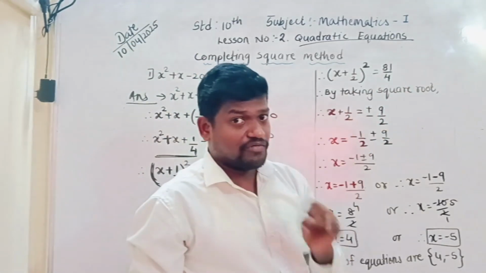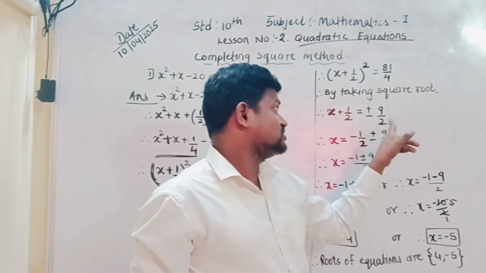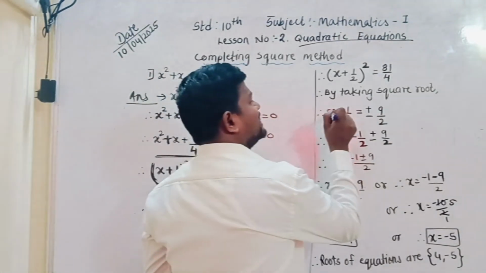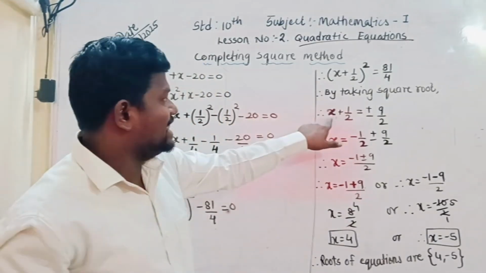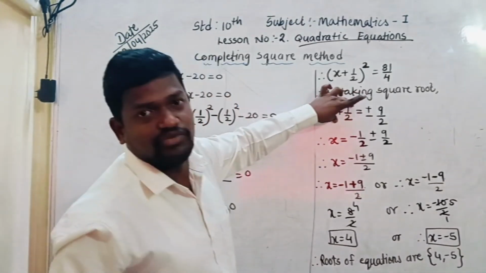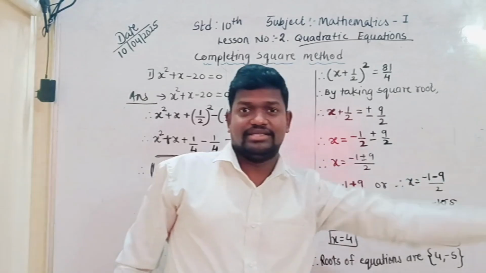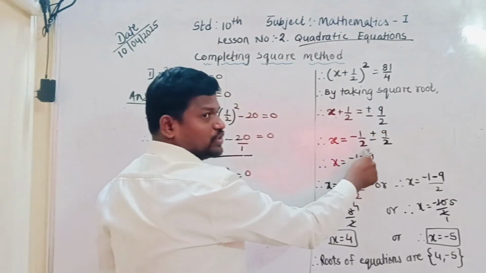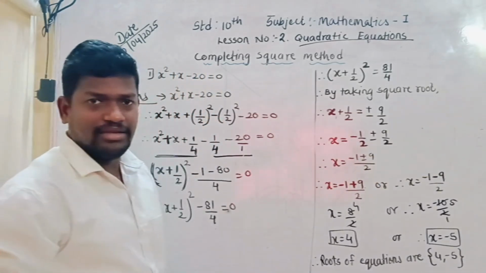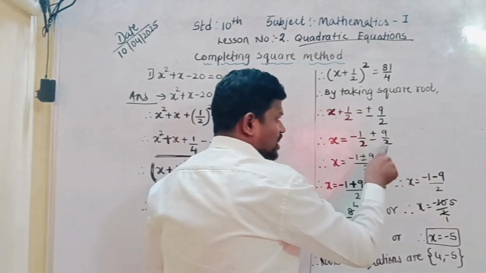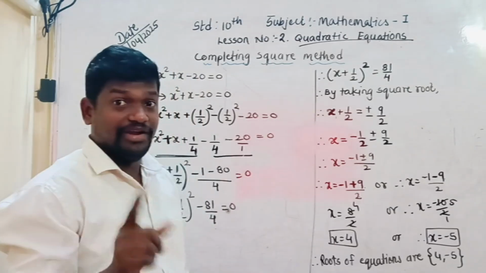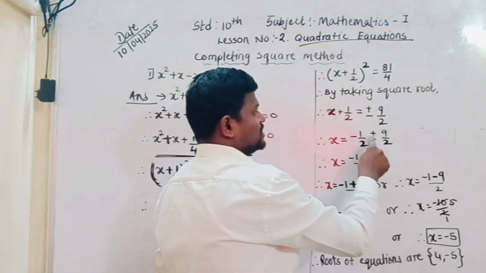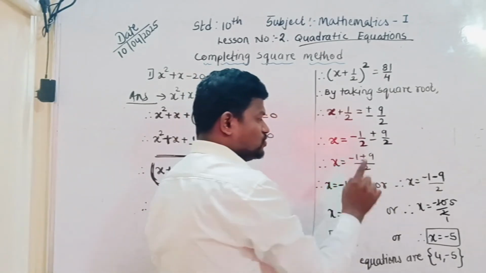Okay. Then 81 is the square of 9 and 4 is the square of 2. So write down those values. Then we have to find x, right? We have to find x. Then we shift this plus 1/2 to the right side. Okay. So plus 1/2 changes to minus 1/2. Then see, here the 2 and 2 values are same. The denominator is equal, so combine the numerator. So x is equal to minus 1 plus minus 9 upon 2.